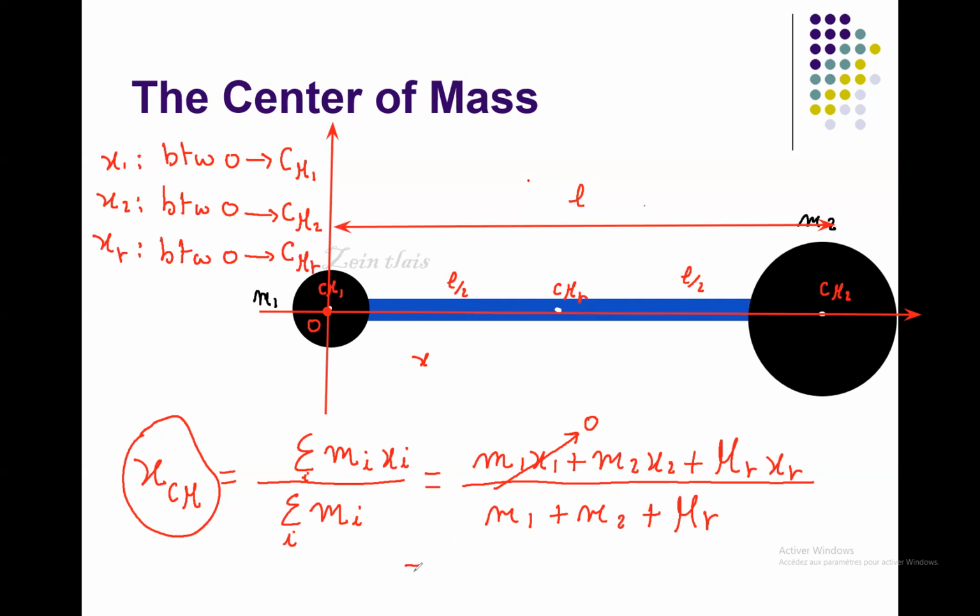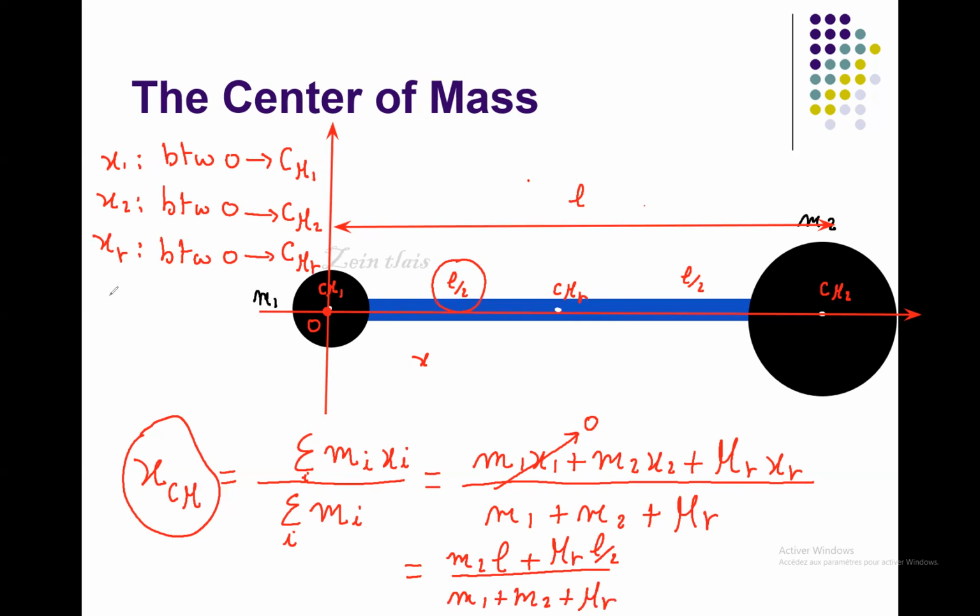So we get here M2 times L, plus M of the road times XR. XR is between O and the center of mass of the road, which equals L over 2. So we have L over 2, divided by the mass of the total system. It's equal to M1 plus M2 plus MR.